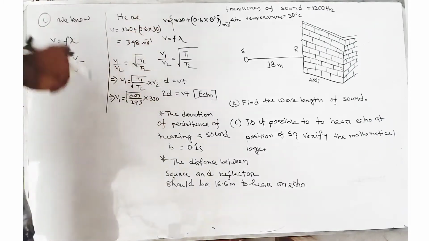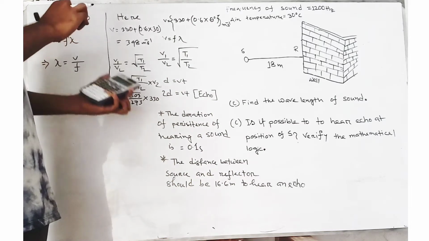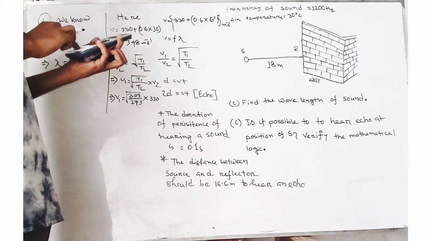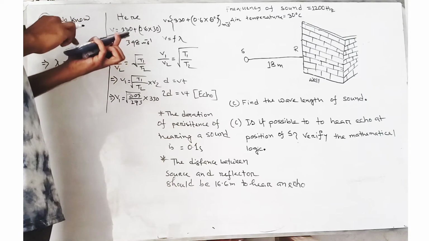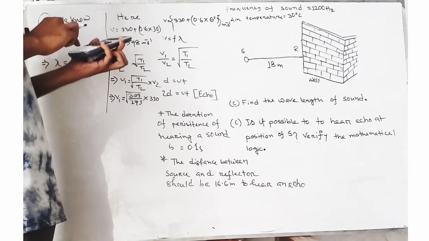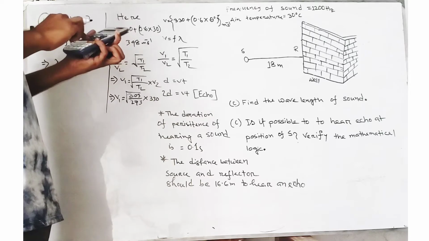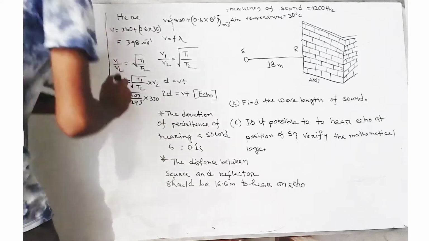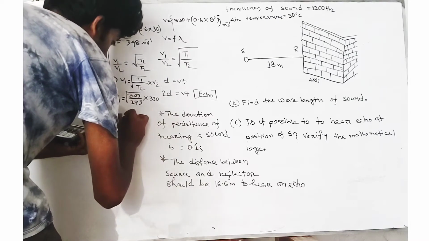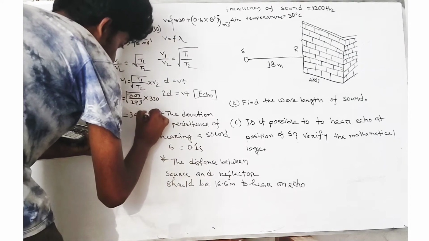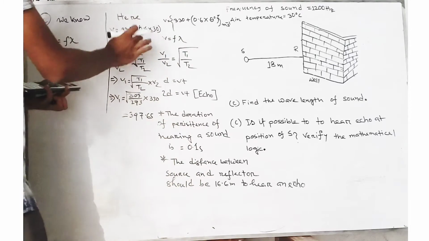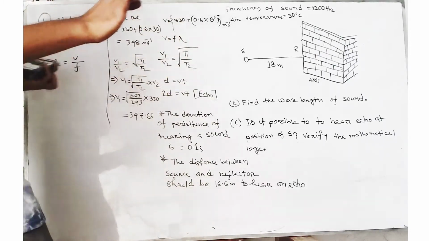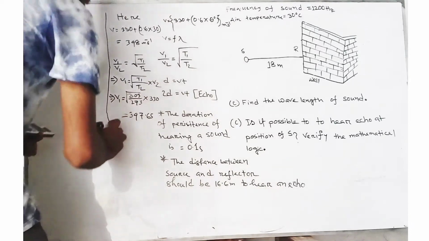This is the equation, so let me find the value. Root over 303 by 273, into 330. Okay, we got the value 347.65. Both are almost the same. You can use only one of them.